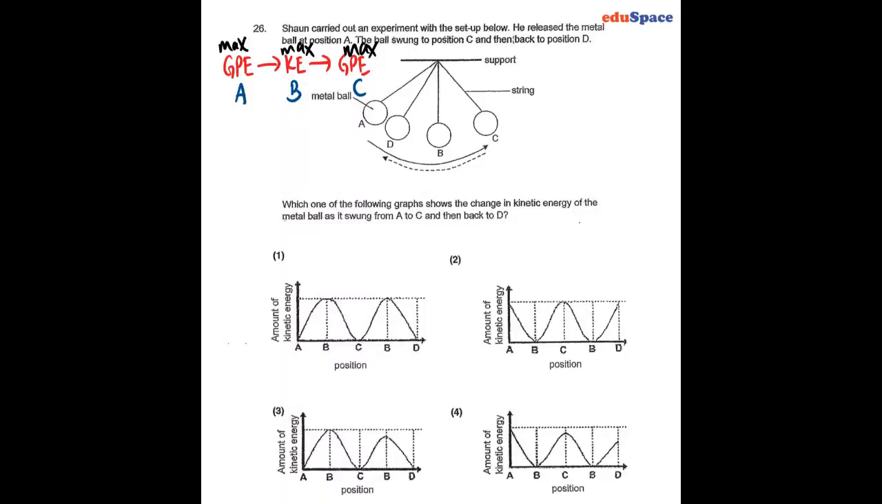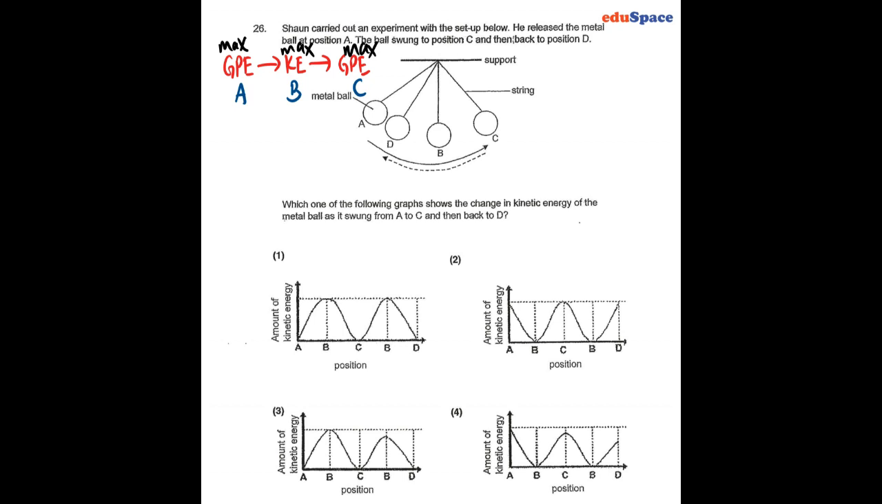In question 26, we have a question on energy. A metal ball is released at position A and swings to B, C, and eventually returns back to D. The maximum energy that it has at A should be gravitational potential energy, which converts to the maximum kinetic energy at the lowest point at B, and it goes back to maximum gravitational potential energy at C. So in this case, which graph actually shows the correct answer in terms of the kinetic energy?